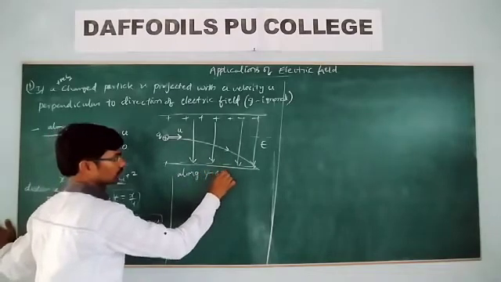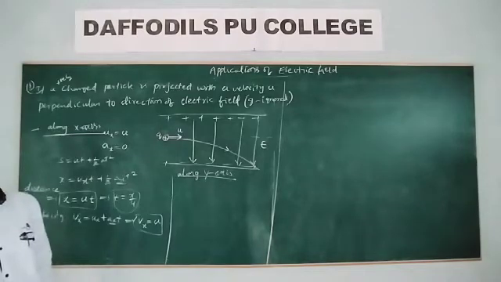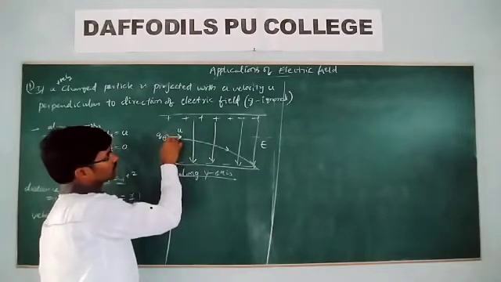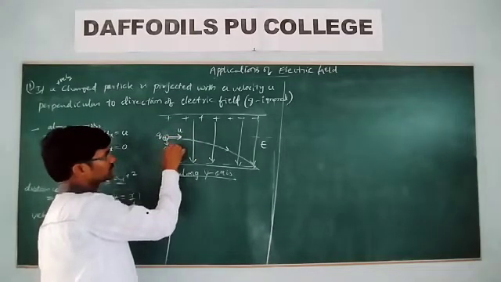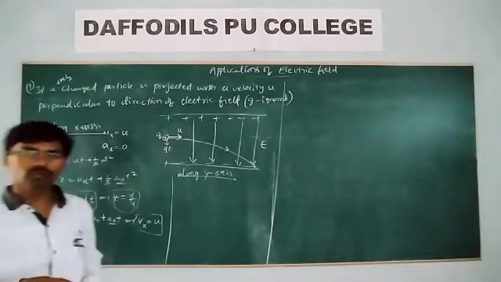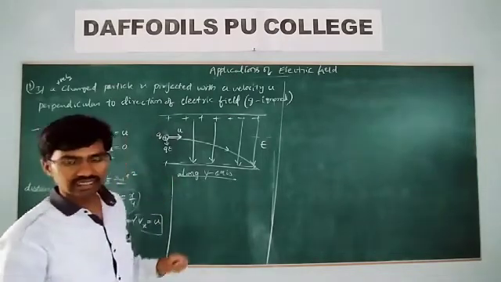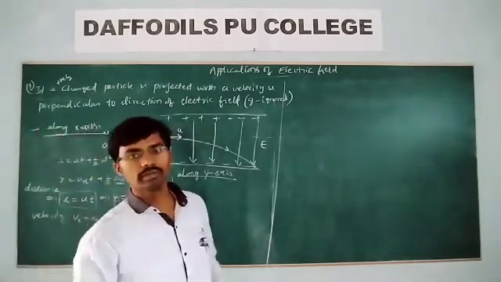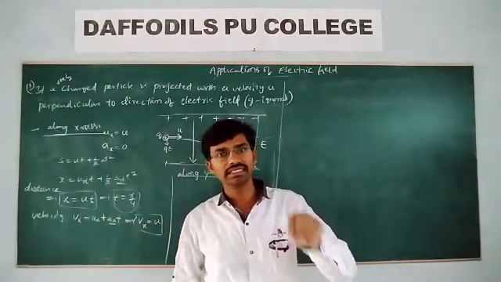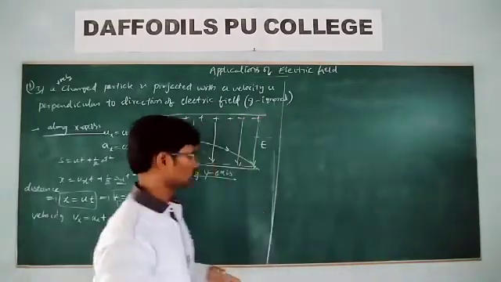Along y-axis, what is velocity? Look at this one. The force acting on a charged particle is qE, which is in the downward direction, and it is accelerated in the downward direction. But actually we have acceleration due to gravity in the vertical downward direction, but we are not considering this acceleration due to gravity. Why? Because the force due to gravity is less compared to the force due to charges in the electric field. That's why we will be ignoring that.